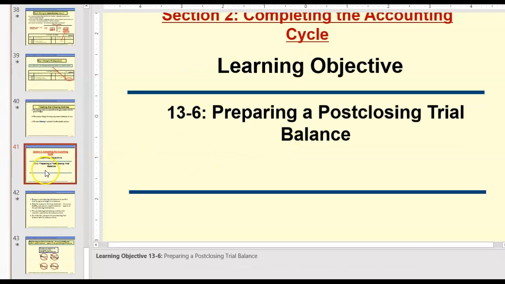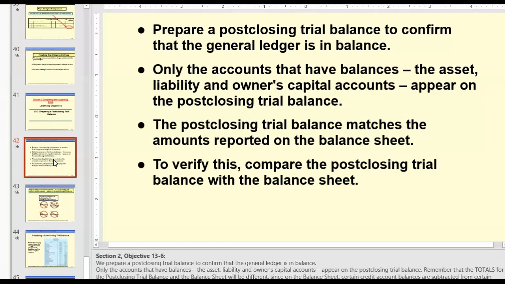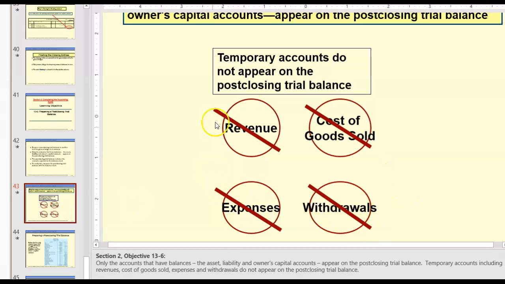And now we do a post-closing trial balance. The only things in the post-closing trial balance are the accounts that have balances, which would be the asset, liability, and owner capital accounts. So there shouldn't be any revenue or expense accounts in the post-closing trial balance, just the balance sheet accounts. None of this should be on the post-closing trial balance.